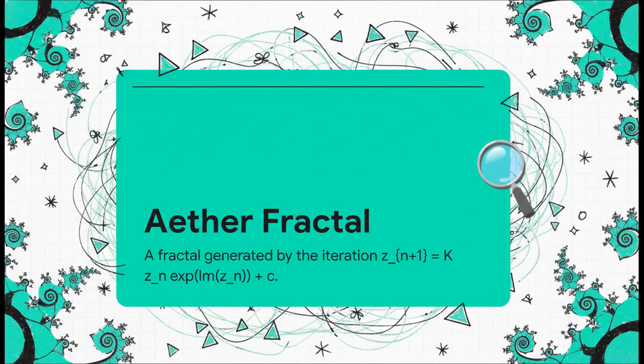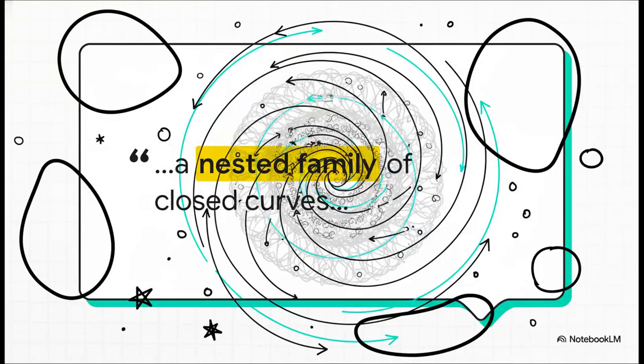So, the researchers in this new paper were studying a very specific creature called an Aether fractal. Now, do not worry about that formula on screen. Seriously, all you need to know is that this is the recipe for creating a stunningly complex shape. And deep inside this shape, they found something remarkable. In their own words, the paper describes finding a nested family of closed curves. These curves have a technical name, Stokes lines, but what's important is that they form a special kind of pattern deep within the fractal structure.